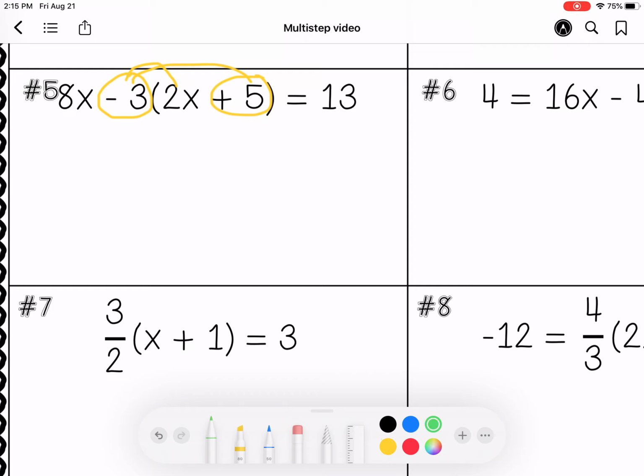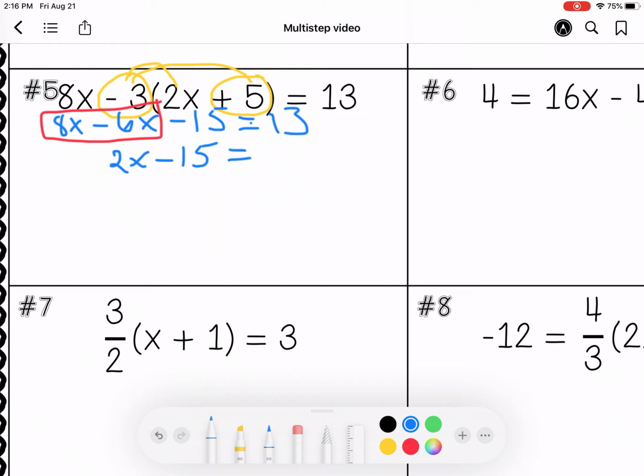So our first step, we would just bring our 8x down. Negative 3 times 2 is negative 6, and x comes with it. Negative 3 times 5 is negative 15. Negative times a negative is a positive, so that gives us plus 13 on the right side. Now my equation looks familiar. I have an 8x and a minus 6x, so I want to combine like terms. 8x minus 6x is 2x, minus 15 is equal to 13.